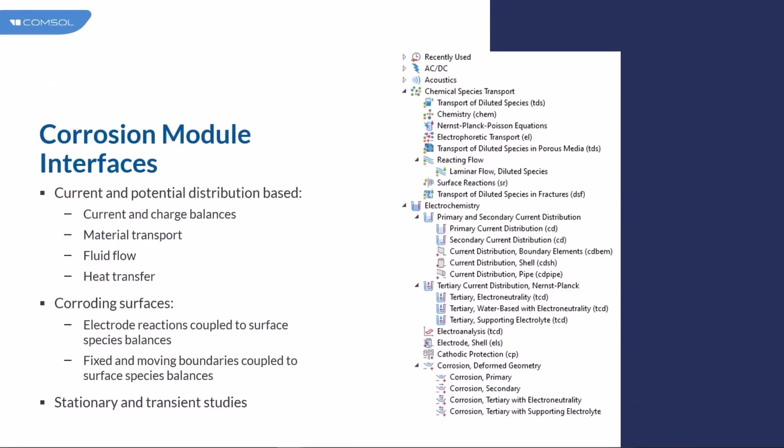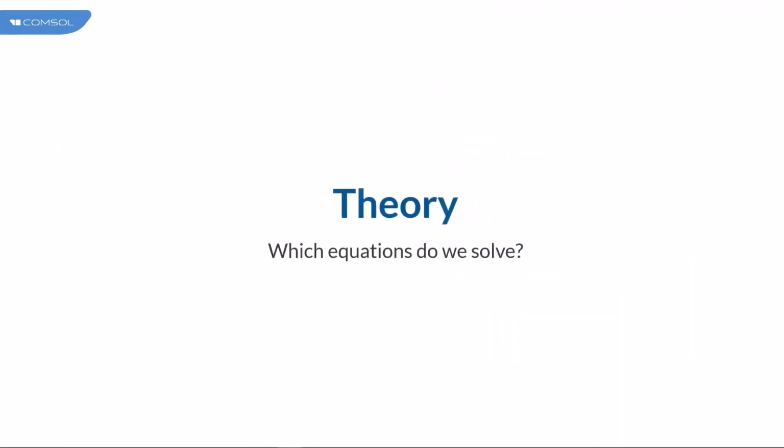This is a view of all the physics interfaces available within the Corrosion Module. It includes specialized interfaces for current and charge transport as well as transport of mass. You may also couple this to fluid flow, heat transfer and other physics represented in your real-world application. On a corroding surface, you may couple electrode reactions to surface species, as well as couple the deposition of films to surface species. You may model both stationary and time-dependent or transient studies. In the next section, we will dive into the equations that we solve when we work with corrosion-related modeling.